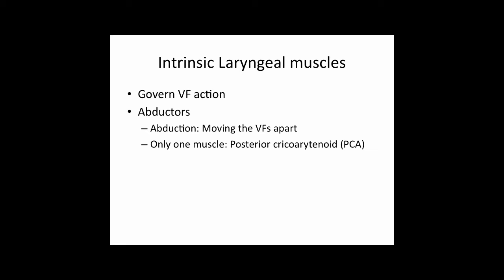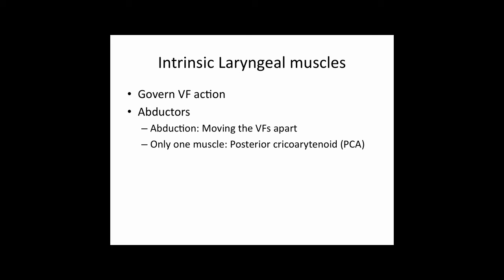Now, the intrinsic laryngeal muscles can be divided based on their function. That's what I'm going to talk about here. There are muscles that open up the vocal folds, muscles that close the vocal folds, muscles that increase the length and tension of the vocal folds, and muscles that decrease the length and tension of the vocal folds. So the first muscle that I'm going to talk about is an abductor. Abductor, meaning it opens the vocal folds. It moves the vocal folds apart.